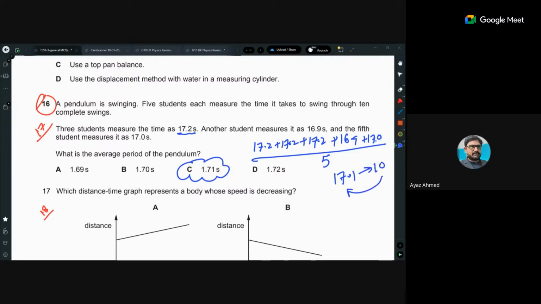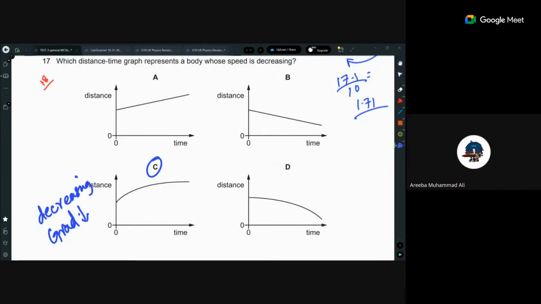Because for one, time period is 1 oscillation. So 17.1 divided by 10. So you will get 1.71 seconds. Is it clear to all? Does everyone understand? Yes. Okay, now come to question number 18.